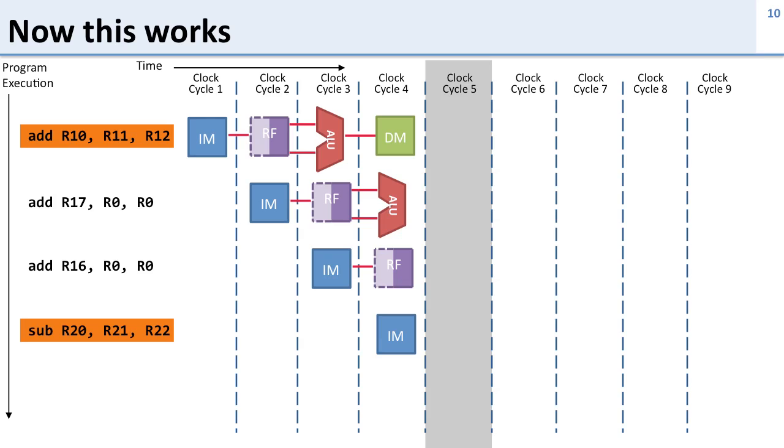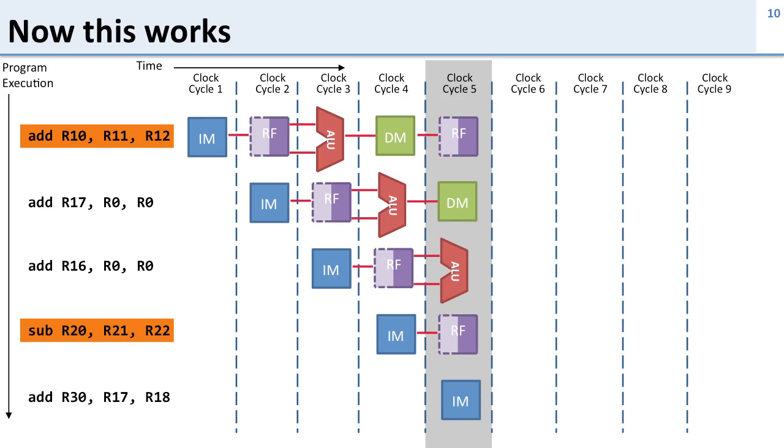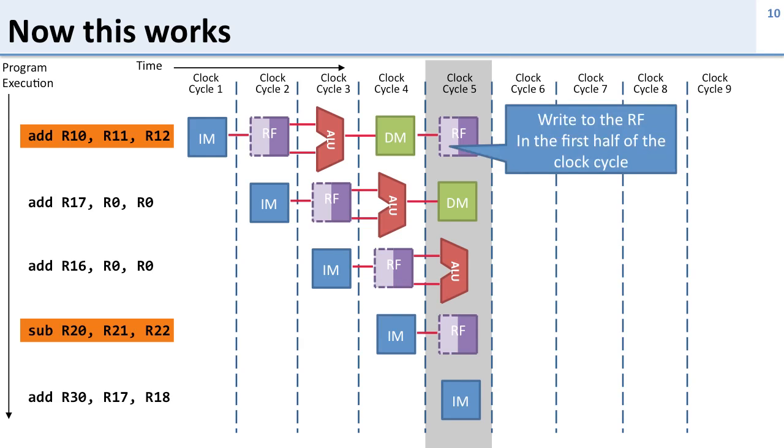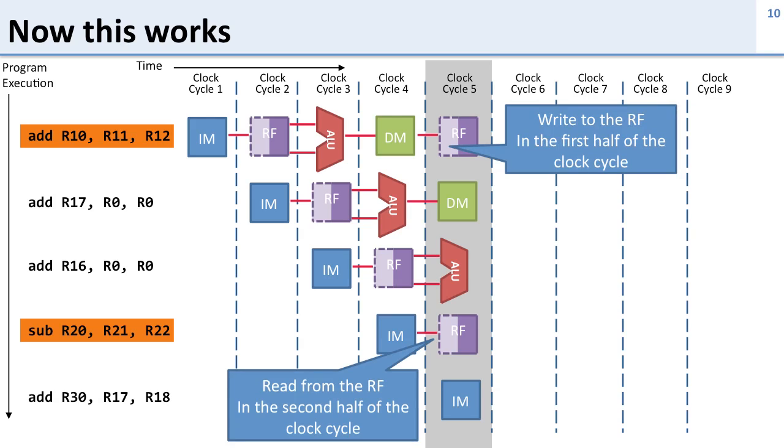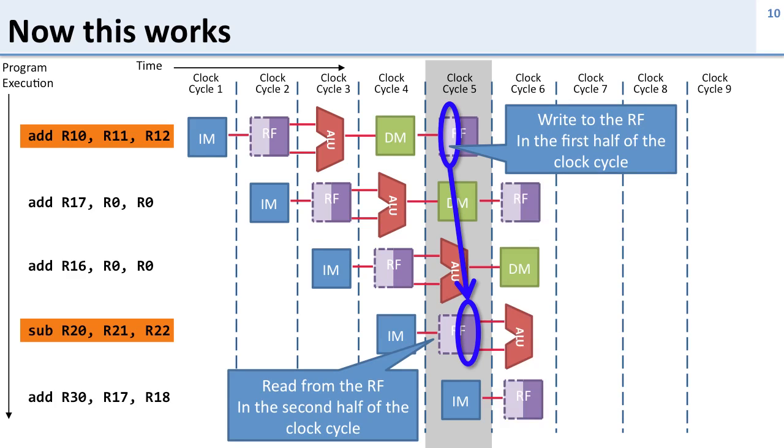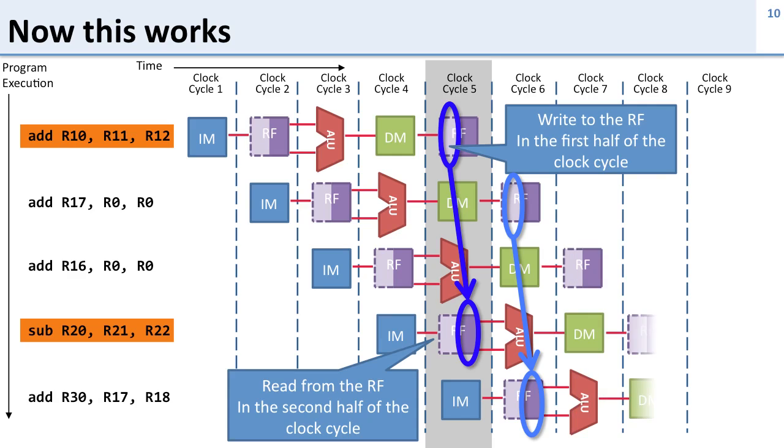So let's see how this works with our example. So now we go into the fifth cycle, and now we have one instruction that wants to write to the register file and another one that wants to read, but it's okay. The first one writes in the first half of the clock cycle, and the second one reads in the second half of the clock cycle, and they don't interfere with each other. Now we can run the rest of the pipeline, and what we see is this happens every cycle. So in the next cycle, we have another two instructions that want to read and write at the same time, but because we've double pumped the register file, this isn't a problem.